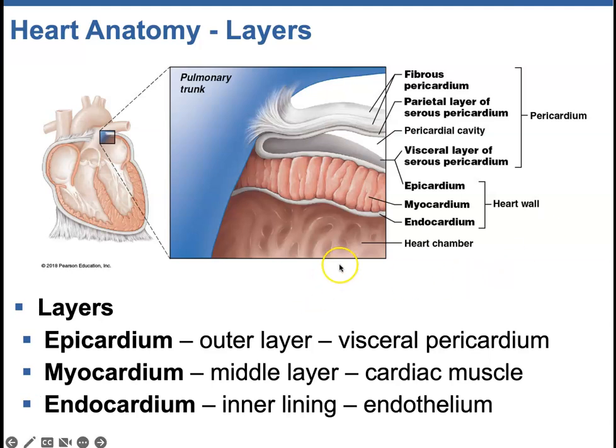So what you're seeing here, these are the layers of the heart. The outermost layer of the heart is called the epicardium, also known as the visceral pericardium. The outermost layer that you have in your pericardial sac, which is the membrane that surrounds the heart, you have the parietal pericardium and then the visceral pericardium. And the little space in between, which is right here, this is the pericardial cavity.